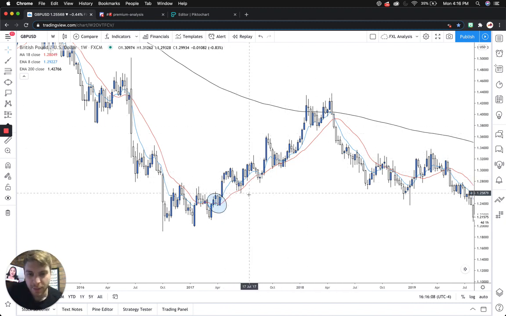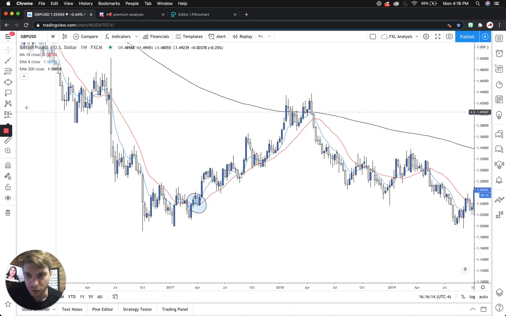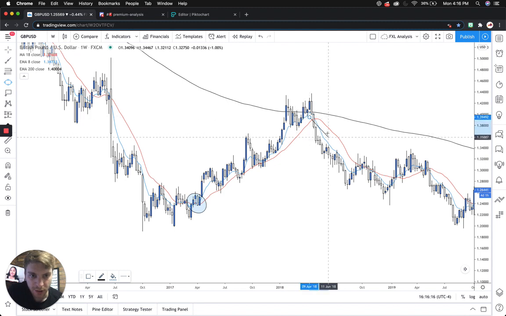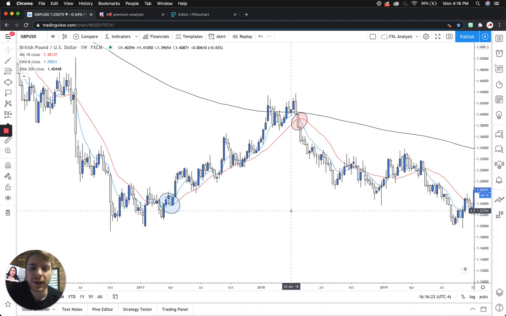these MAs, pretty much acting as support all the way up to the 200 EMA, where we see a double top, and then we see a bearish cross. So we can go ahead and do a bearish one there. Okay, we're just going to be following price action, following these moving average crosses. So you can actually capitalize on these.